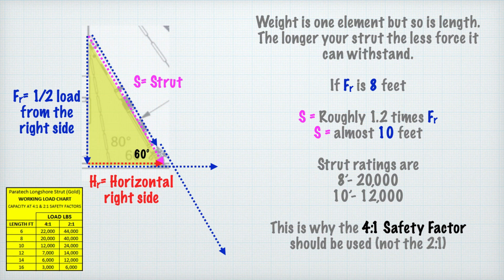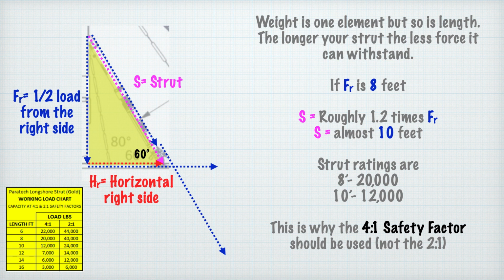So the guy that's not paying attention might say, well, I'm going to support this load at 8 feet. Look at my load chart at 8 feet. My strut's good for 20,000 pounds. I'm supporting 20,000 pounds. Good to go. Well, not so fast. If we think about supporting that load at an angle, our strut has to be longer. In fact, our strut needs to be 10 feet now. So I need to know what my strut is good for at 10 feet, not 8. So if I run down my chart over there, I see that my strut rating at 10 foot is 12,000 pounds. So you're really going to have to pay attention there.